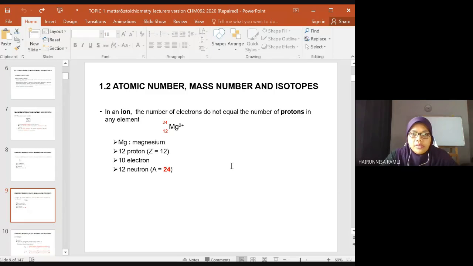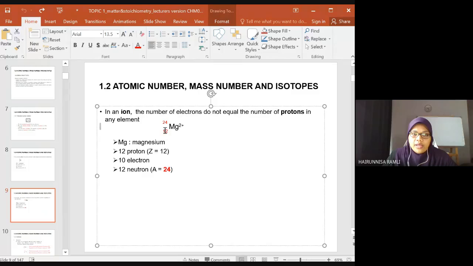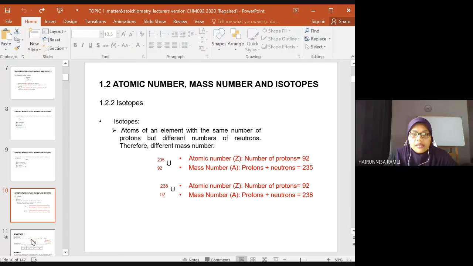So we also have ion. Okay, kena ingatlah, if ion belah kiri ni tak akan berubah, kan? Proton number 12 untuk magnesium. 24 is the mass number, proton plus neutron. Elektron dia yang berubah, kan? Because dia ada two positive charge dia, eh. Tapi kita tak tulis elektron kat sini, kan? Okay. So, isotope pun yang asal you tahu, kan?